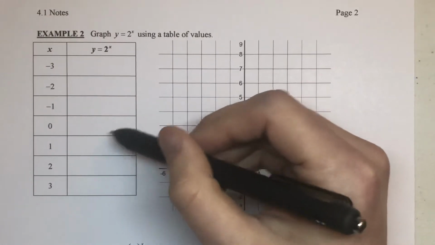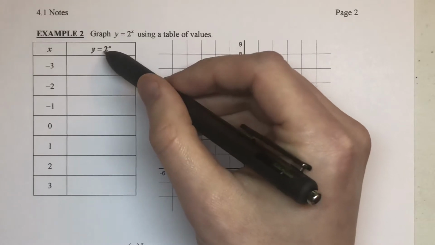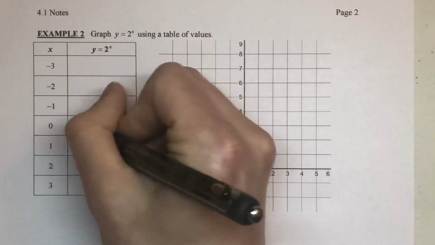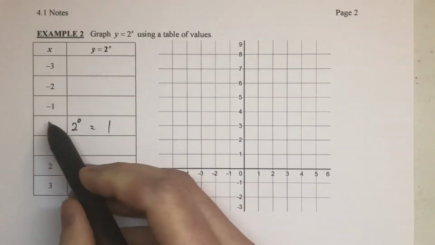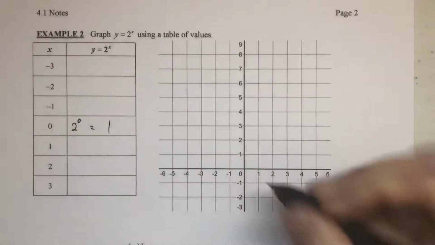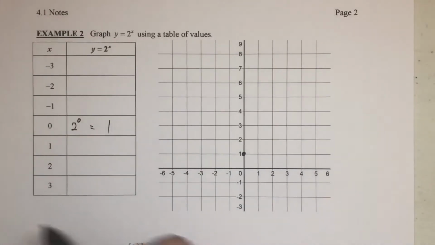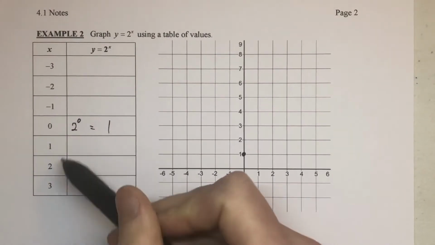This was the important point we talked about. When you plug in 0 to any exponential function, 2 to the 0 would be a 1, right? I'll even write that. 2 to the 0 is going to give us a 1. So that means (0, 1) is a point on our graph.